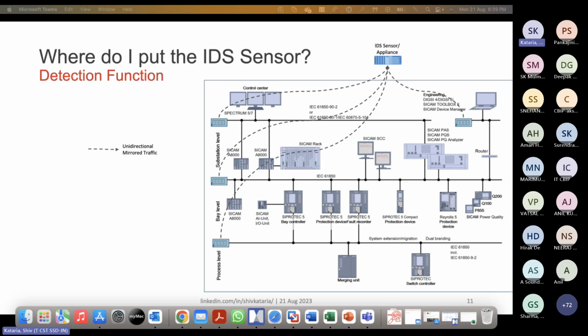Is it clear now why we don't want to use IPS? Yes, sir. Thank you, sir.